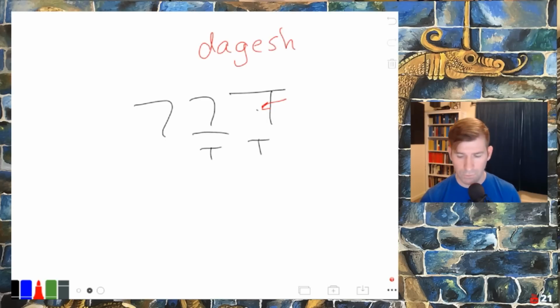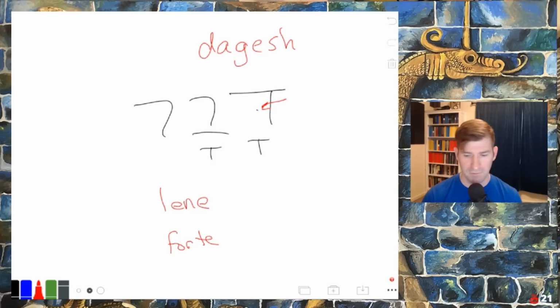There are two types of dageshes: a dagesh line and a dagesh forte. I'm sure they're pronounced differently in Latin, but this is how they're said in every classroom I've been in. Dagesh line is like a weak dagesh, and dagesh forte is a strong dagesh.